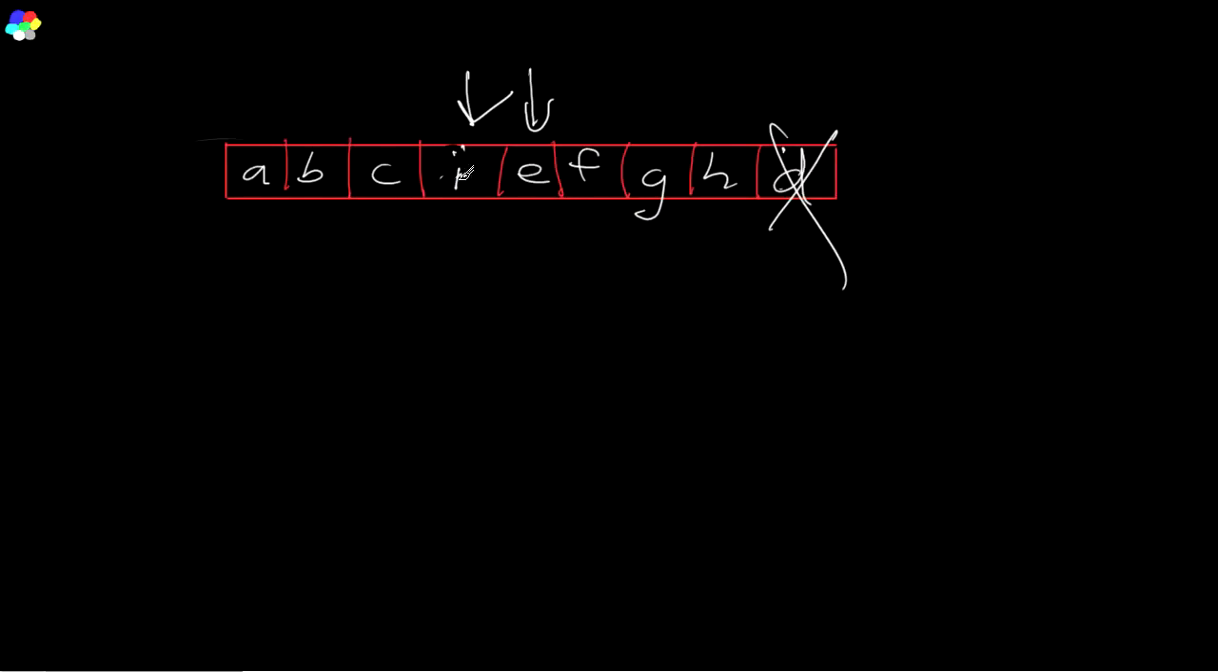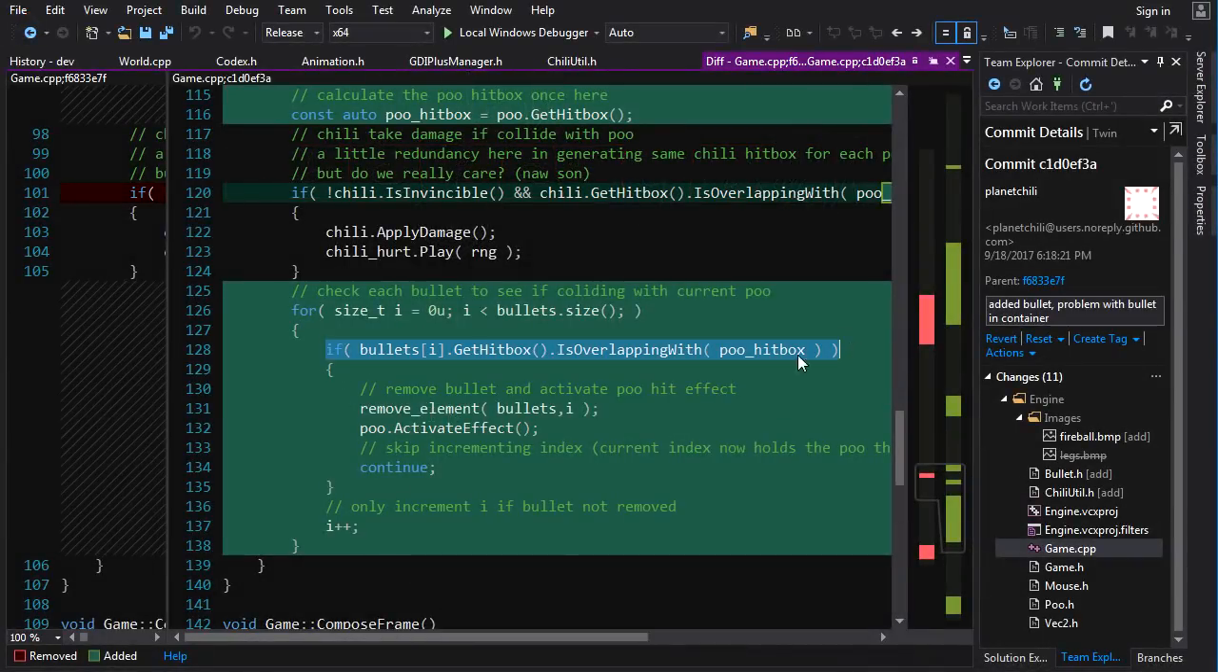Because we just did this swap. So this element here is now an untested element. That means that if we do a swap and a pop, we don't want to increment, because now the thing that's currently being indexed is something that hasn't been processed yet. So we want to again process this same index. And that's what we're doing here. If there's a collision, we remove based on index, and we activate the effect, and then we continue without incrementing.